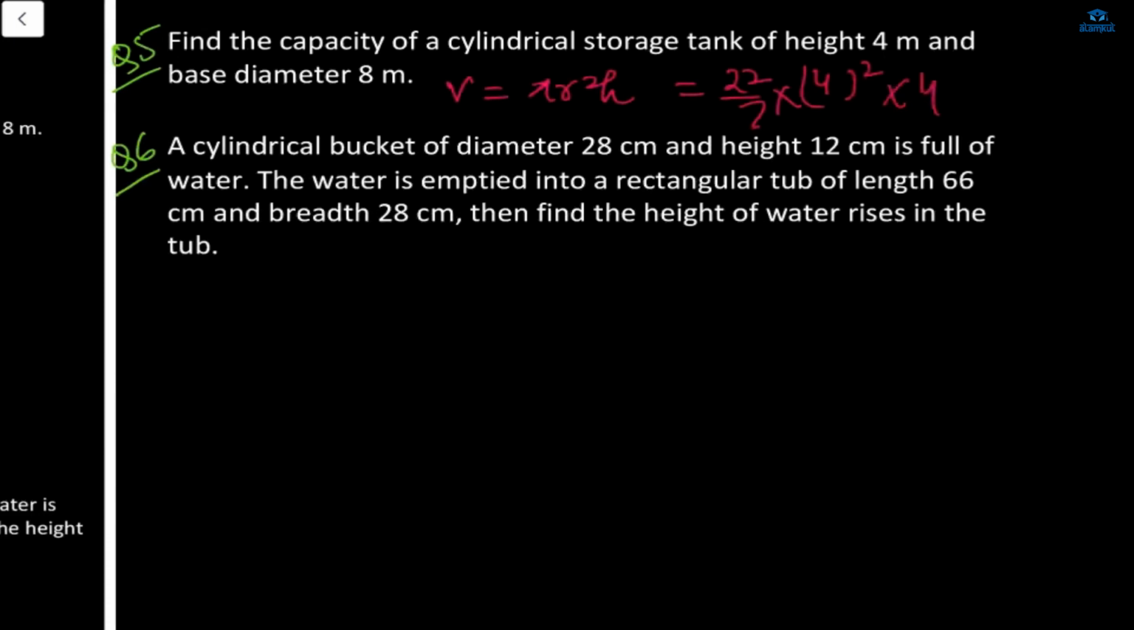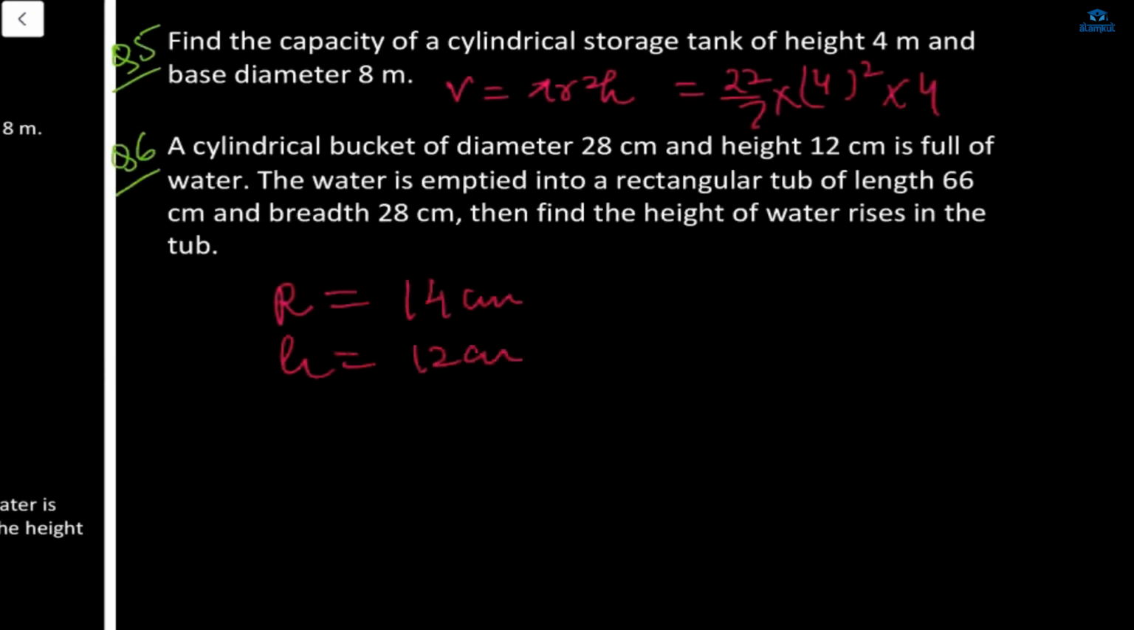Now, a cylindrical bucket of diameter 28 centimeter and height 12 centimeter. So the bucket's diameter is 28, the radius is equal to 14 centimeter, and the height is equal to 12 centimeter. It is full of water. The water is emptied into a rectangular tub.